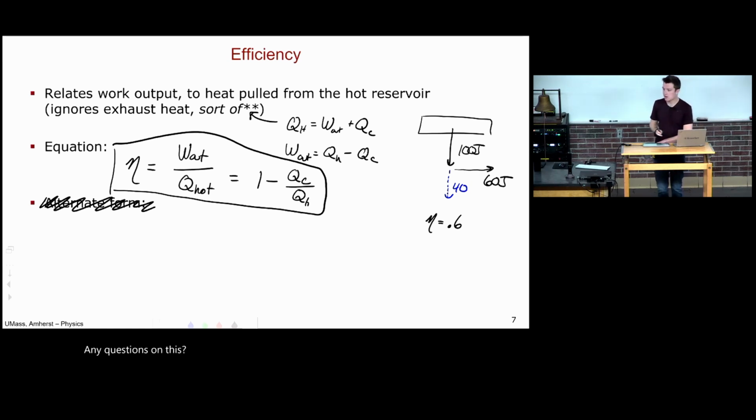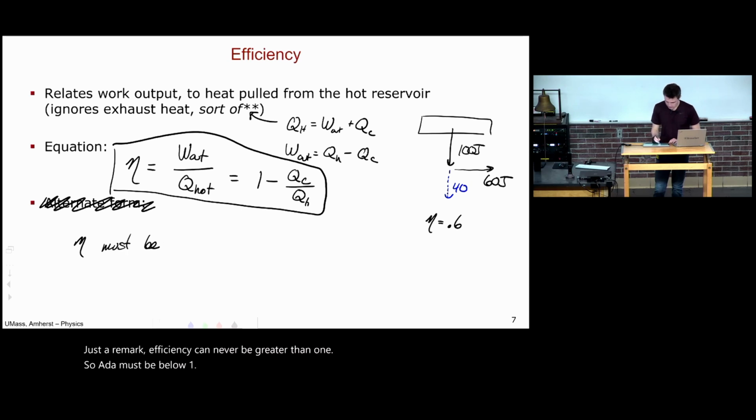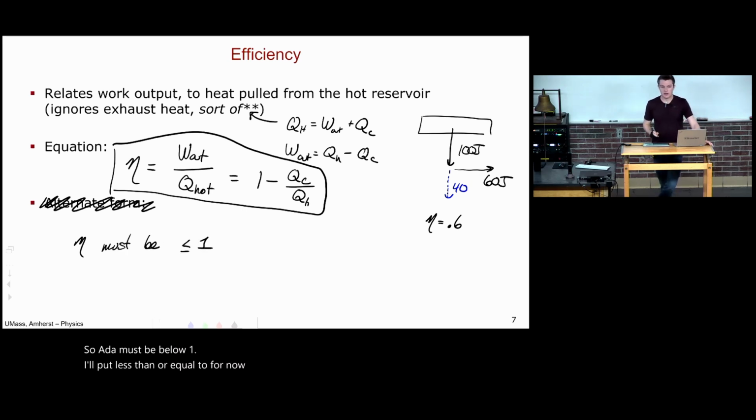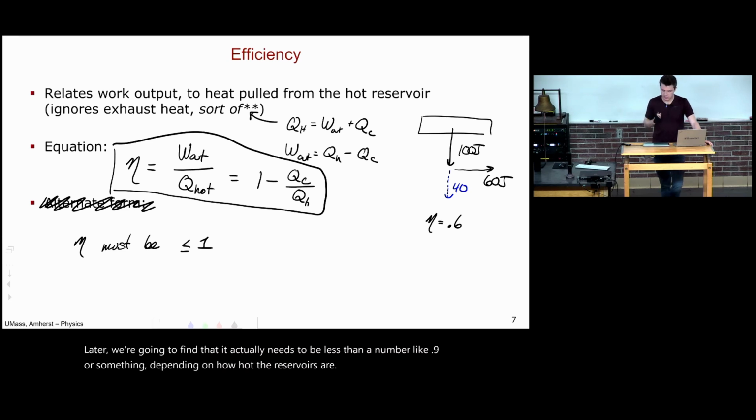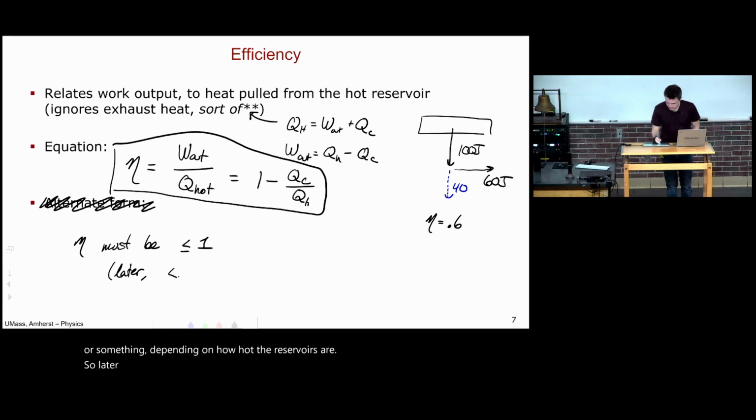Just a remark, efficiency can never be greater than 1. So eta must be below 1. I'll put less than or equal to for now. Later, we're going to find that it actually needs to be less than a number like 0.9 or something, depending on how hot the reservoirs are.